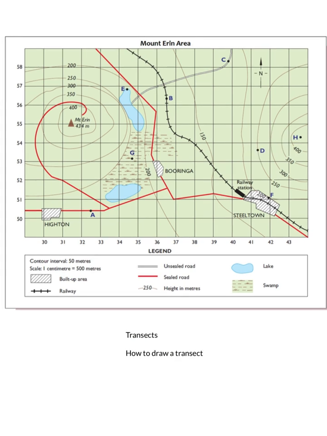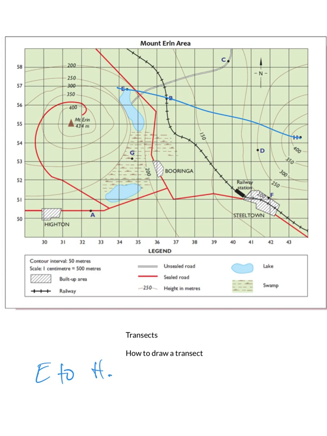The next thing that we would look for if we're looking at topographic skills, and again I'm working with the ones that are mentioned on your assessment notification for year 10, is how to draw a transect. A transect is really, really simple. If I were to draw a line from, let's go, point H through to E, and I said, what is the transect of E to H?